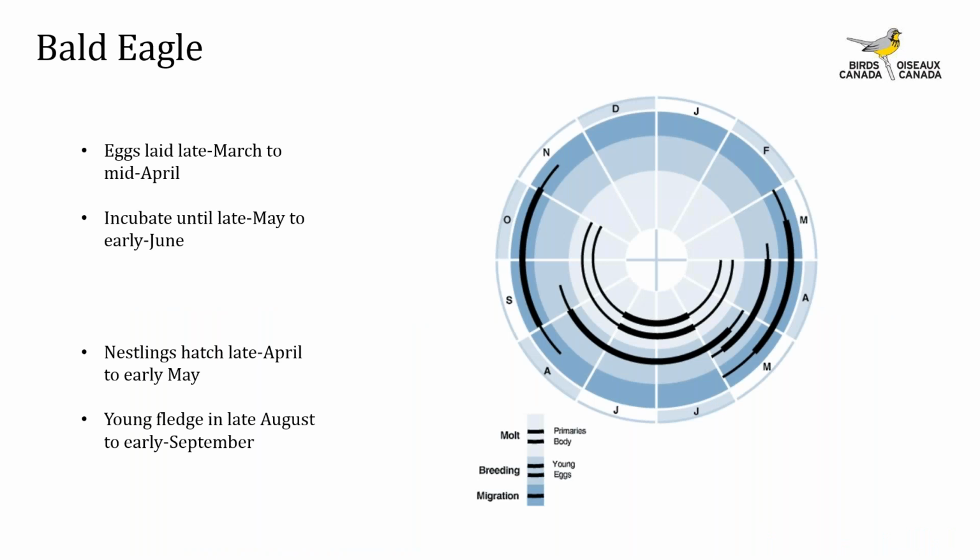The graphic pictured here is actually taken from nesting bald eagles in Alaska, but the dates are relatively similar for Ontario. So the eggs are laid in late March to early April, and they'll finish incubation late May to early June. The nestlings hatch late April to early May and fledge in late August to early September. Because they're such a large bird, it takes the young nearly 4 months to fledge from the nest.